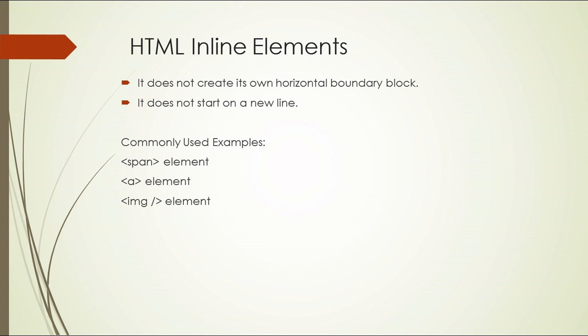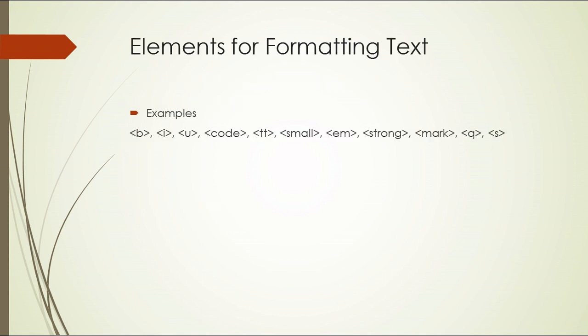Now let's go back to HTML text formatting. These are the examples of the elements for formatting a text. The B tag boldens a text. The I tag italicizes a text. The U tag underlines a text. The code tag defines a text as code. The TT tag is used basically for typewriter text.